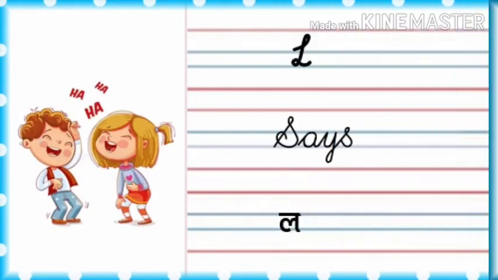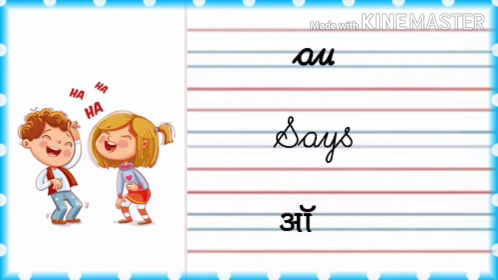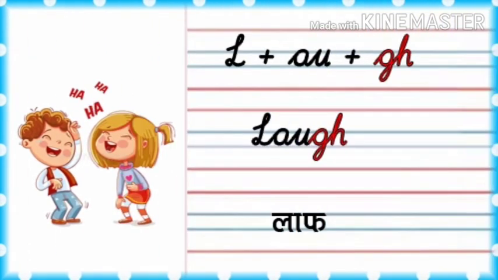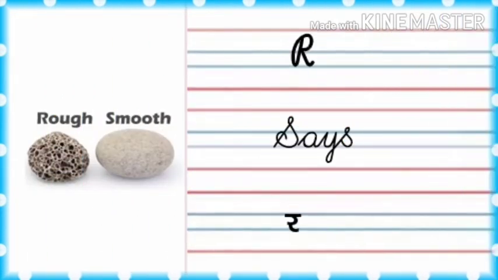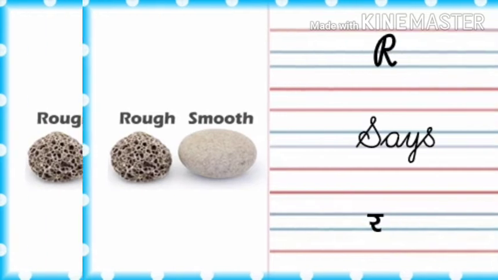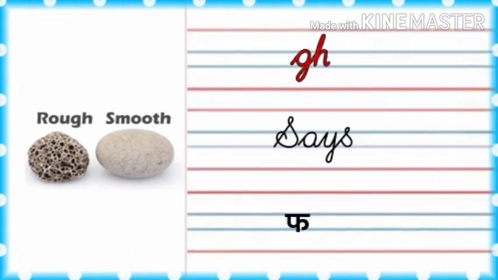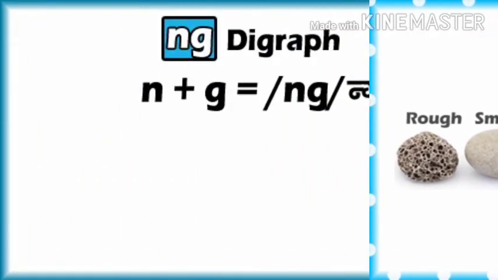F sound words. L says l. A, U, O. GH, f. L-a-f, laugh. One more word of f sound. R says r. O, U, A. GH, f. R-u-f, rough.